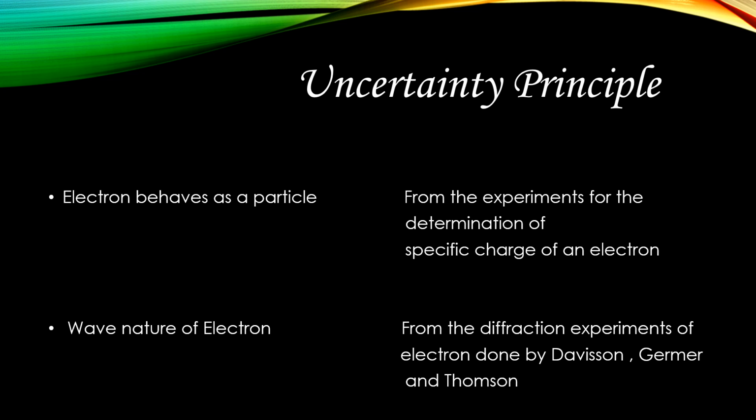Whereas from the diffraction experiments of electrons done by Davisson and Germer and also G.P. Thomson, the wave nature of the electron was demonstrated. A wave extends through space and it is difficult to locate the exact position of an electron behaving as a wave at any given instant of time. This dual behavior of the electron as a particle and as a wave presents difficulty in locating the exact position and momentum at the same time. This is stated by Heisenberg's uncertainty principle.